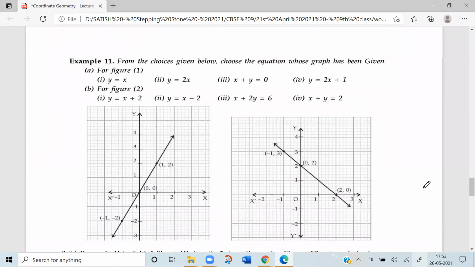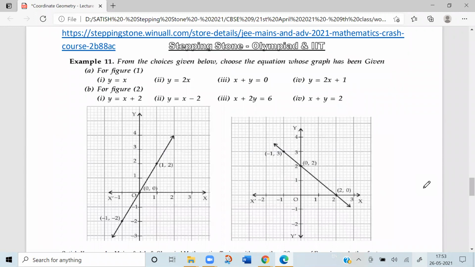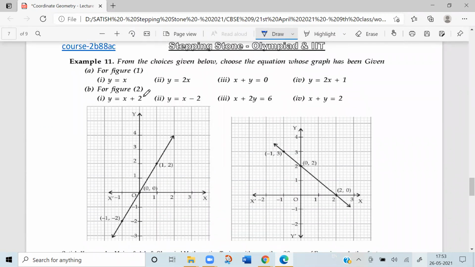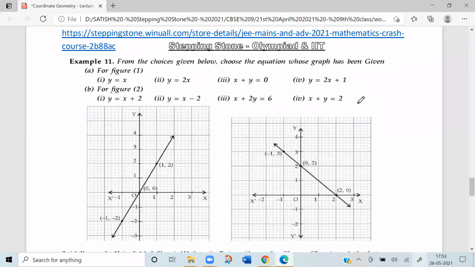Next. From the choices given below, choose the equation whose graph has been given. A for figure 1, B for figure 2. So first one and second one. Now, choose the option. Is it the first option or second? First y equal to x, or y equal to x plus 1. Identify and tell me which one is satisfied. So you take some specific ordered pairs. Already some ordered pairs are given. So check whether these ordered pairs satisfy the equation. This is figure 1.